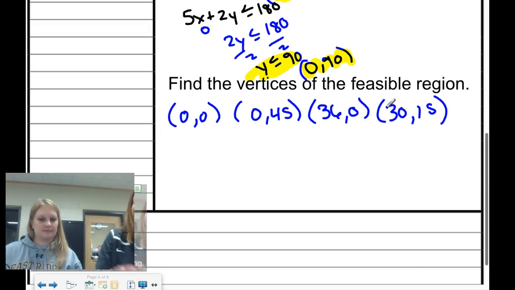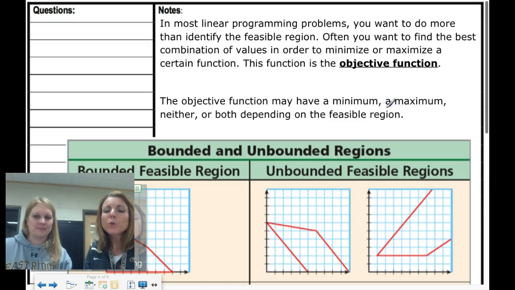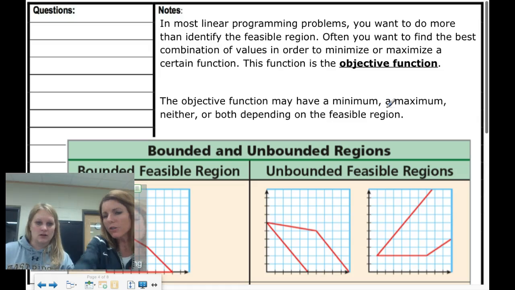All right, so now we talk about bounded and unbounded. And I'm thinking what we're going to do right now is just quickly talk about it. Then I think we're going to stop, because I think this video's getting really long. So we're going to talk about bounded and unbounded regions. I'll talk about objective function in class. I'm going to skip that right now.